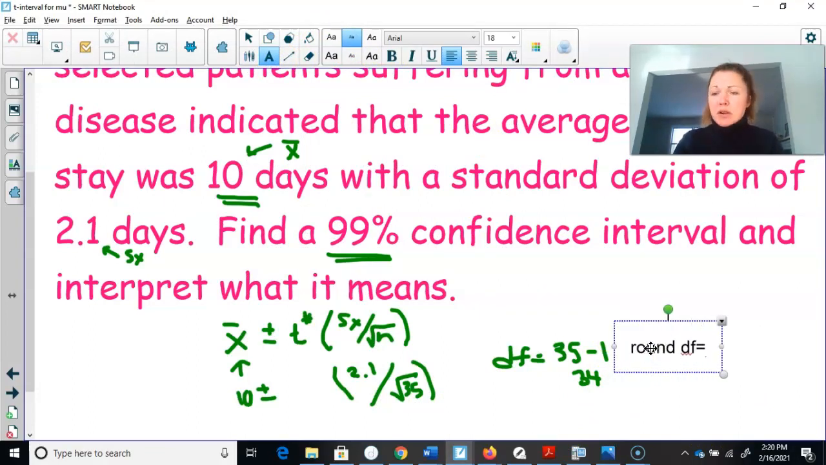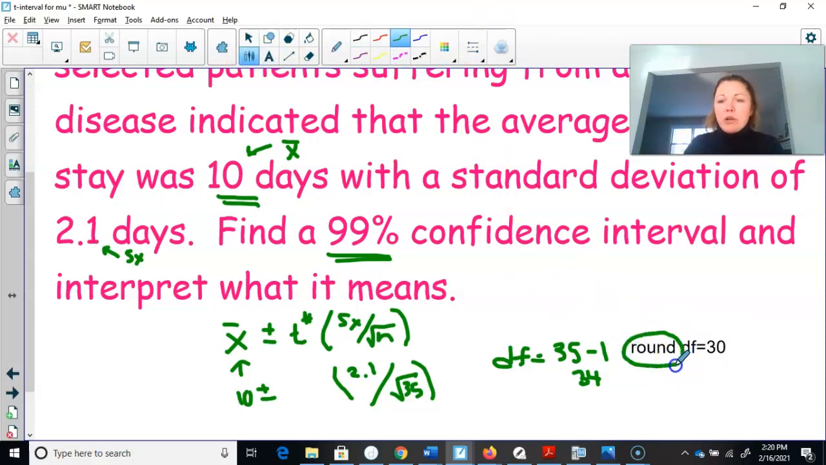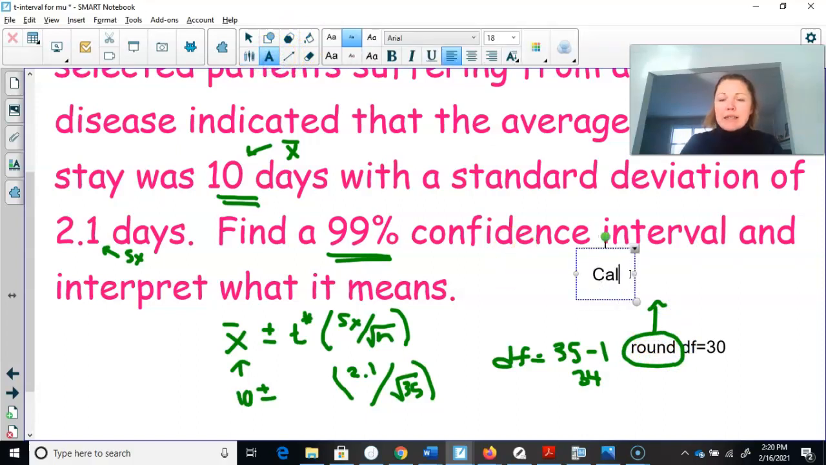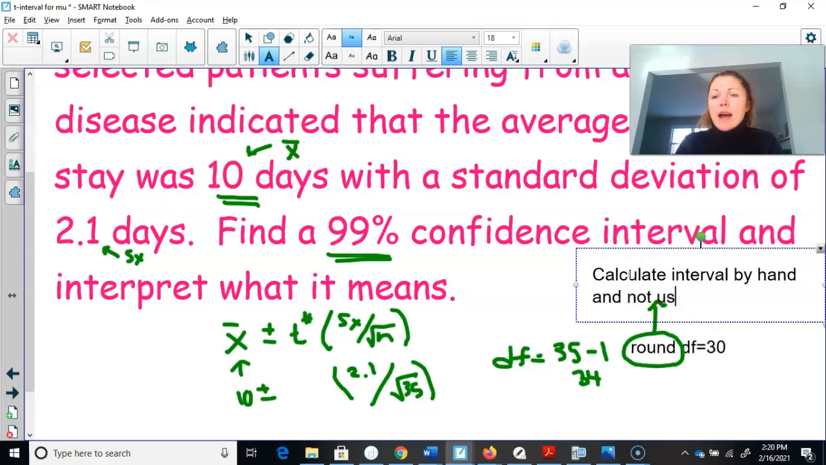Round DF to 30. Whenever we round, ladies and gentlemen, the learning here is we must calculate the interval by hand and not use T interval in our calculator. I'm going to talk about why in a second, okay?